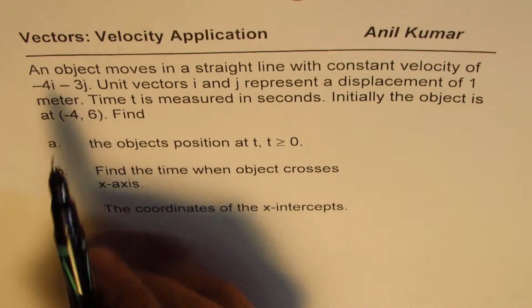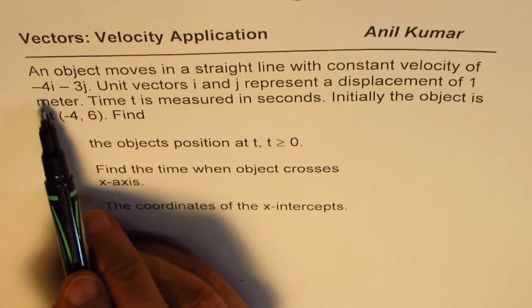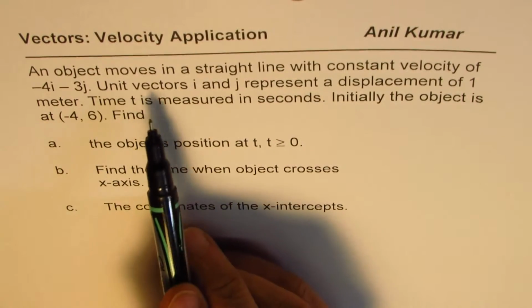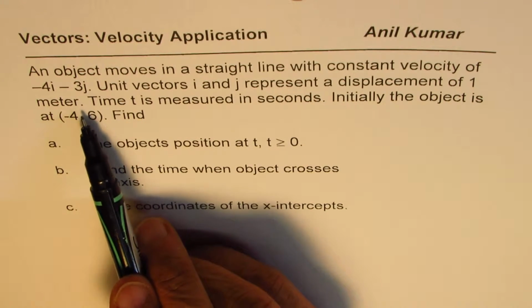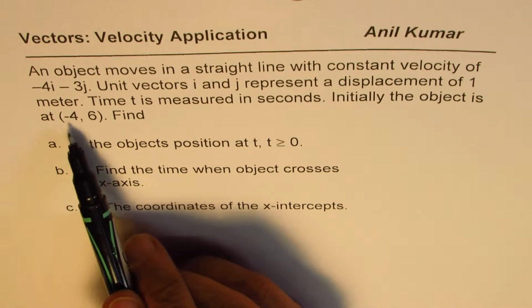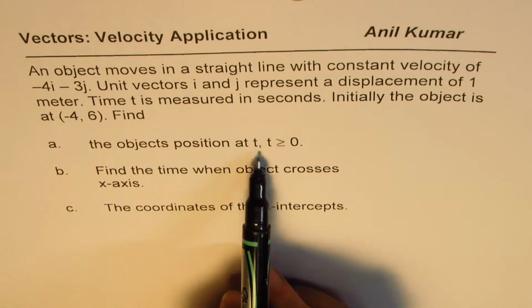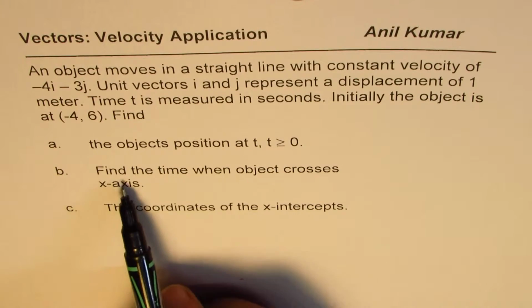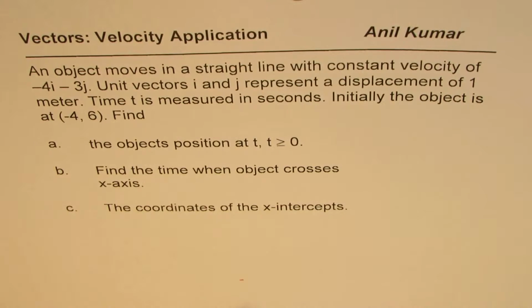The question is, an object moves in a straight line with constant velocity of minus 4i minus 3j. Unit vectors i and j represent a displacement of 1 meter. Time t is measured in seconds. Initially, the object is at minus 4, 6. Find the object's position at t, where t is greater than or equal to 0. Find the time when the object crosses the x-axis. Find the coordinates of the x-intercepts. So these are three parts, and we'll try to understand such situations.